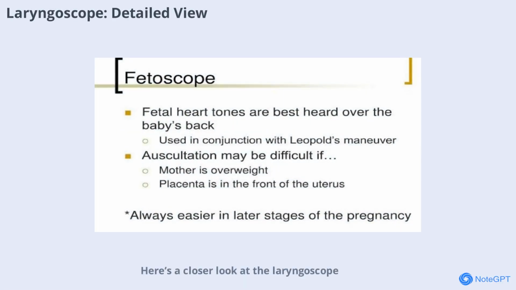Here's a closer look at the laryngoscope. The blade comes in various shapes and sizes, such as the Macintosh and Miller blades, to accommodate different patient anatomies. The light source at the tip of the blade helps illuminate the airway, making intubation safer and more effective. Mastery of the laryngoscope is a key skill for anyone involved in airway management, especially in critical care settings.